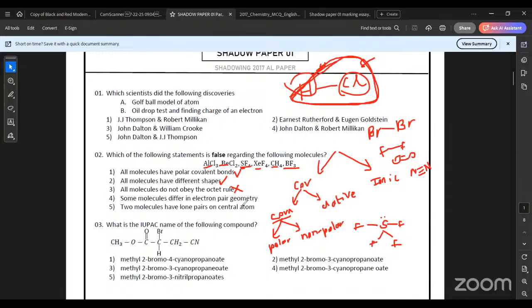Fifth one, two molecules have lone pairs on the central atoms. Yes, CH4 doesn't have, BF3 doesn't have, BeCl2 doesn't have, AlCl3 doesn't have, SF4 and XeF4 have. So we can go with answer number 3. That is question number 2.